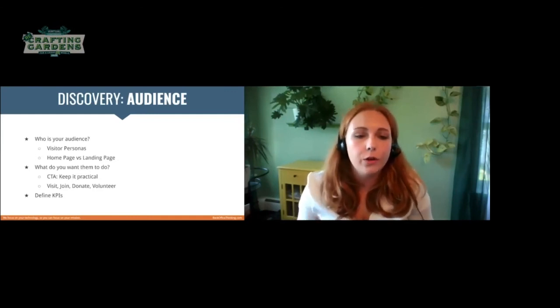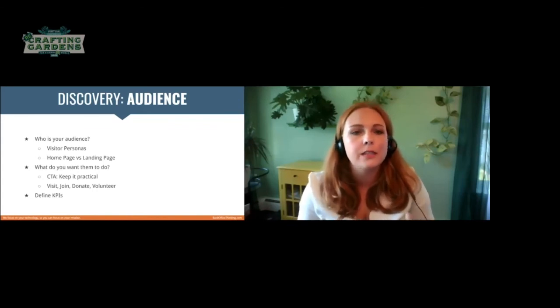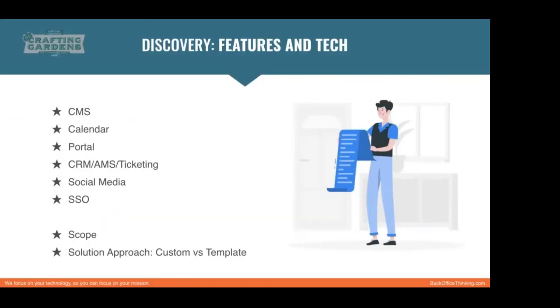So what do you want to do? What you want your audience to do is another question you have to consider. We've talked about call to actions a little bit. Keep it practical. I will repeat it because this is important. Things like visit, join, donate, volunteer, become a member, drive them to participate. And also at this stage, you want to define your key performance indicators. So if your personas include parents, maybe you want, as part of your KPIs, to increase membership for families or something like that. So let's take a look at the next part of the discovery process.